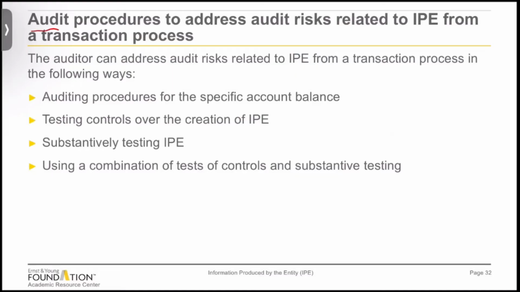Now, as auditors, what procedures do we do to address audit risks related to IPE from a transaction process? So the auditor can address audit risks related to the IPE from a transaction process in the following ways. First one, auditing procedures for the specific account balances, testing controls over the creation of the IPE, substantively testing IPE, or using a combination of test of controls and substantive testing. We'll discuss one by one in the following slides.